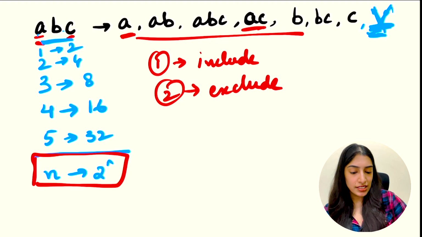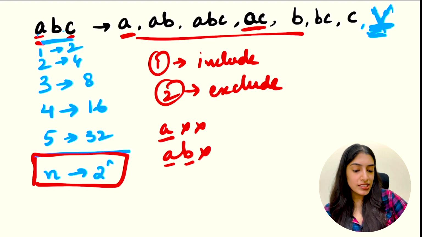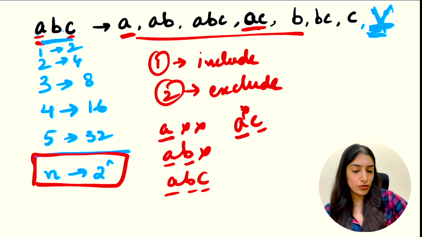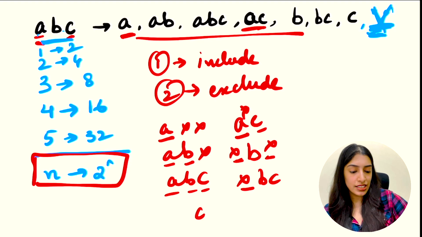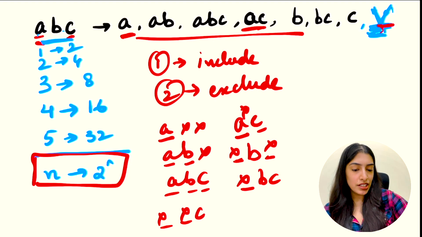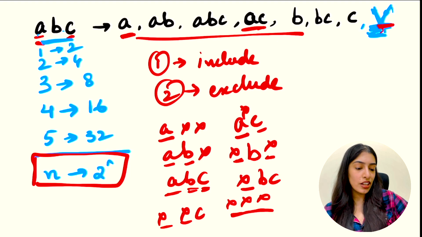If we see the subsequence A, in this A was included, B and C were not included. Similarly, for AB, A was included, B was included, C was not included. For ABC, all three were included. For AC, A was included, B was not included, C was included. For B, A was not included, C was not included. For BC, A was not included. For C, A and B were not included. See, this holds for every possible element. Similarly, for the empty one, all three were not included. Here all three were included, and here none of them were included.